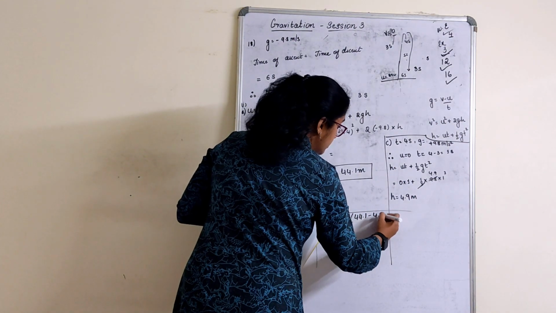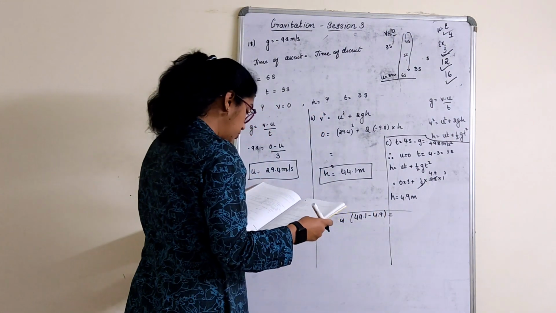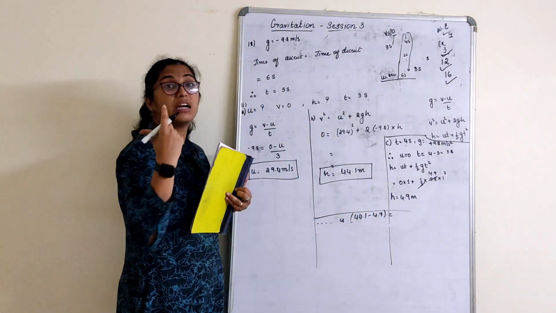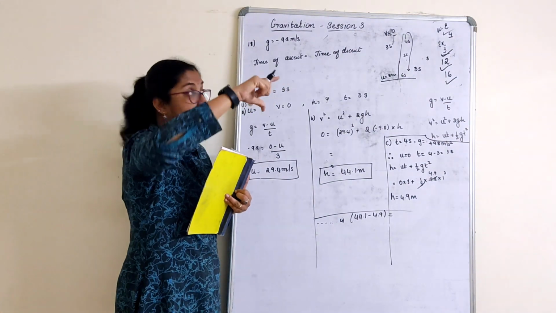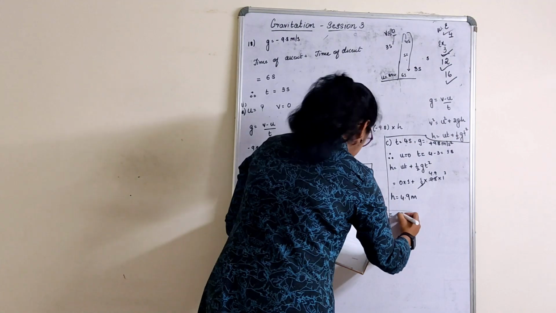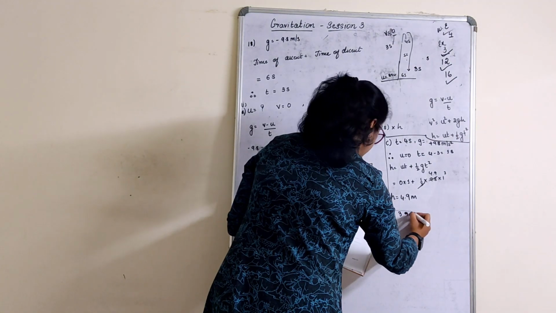44.1 minus 4.9 you have to do. Why you have to do this? That's because you need to see what height the ball is, because at the 4th second the ball is here. The remaining distance from the ground. Answer is 39.2 meter.